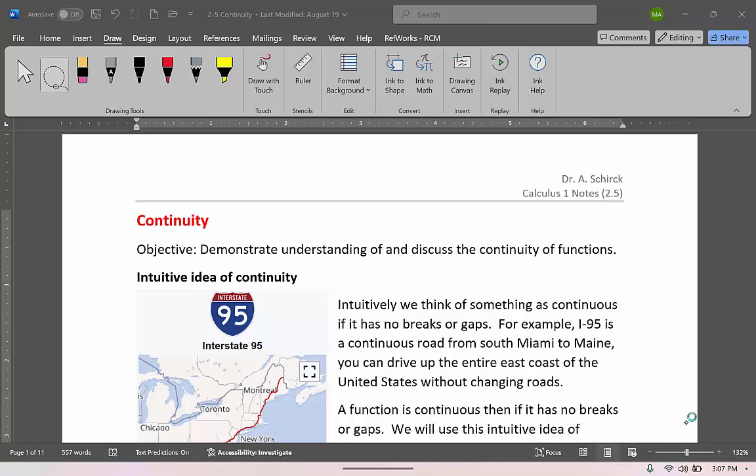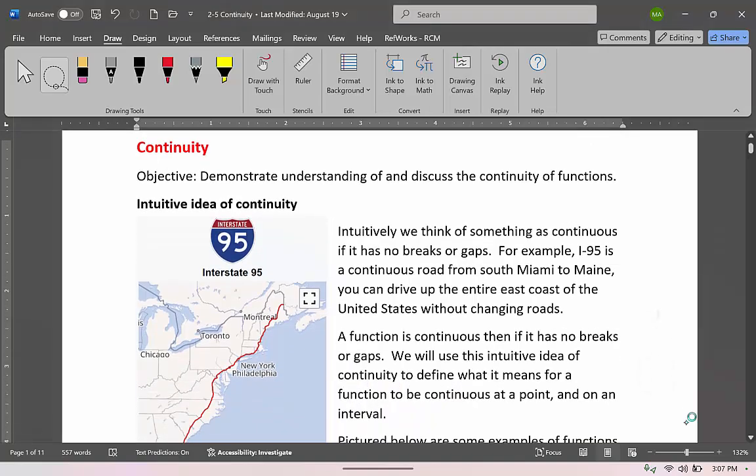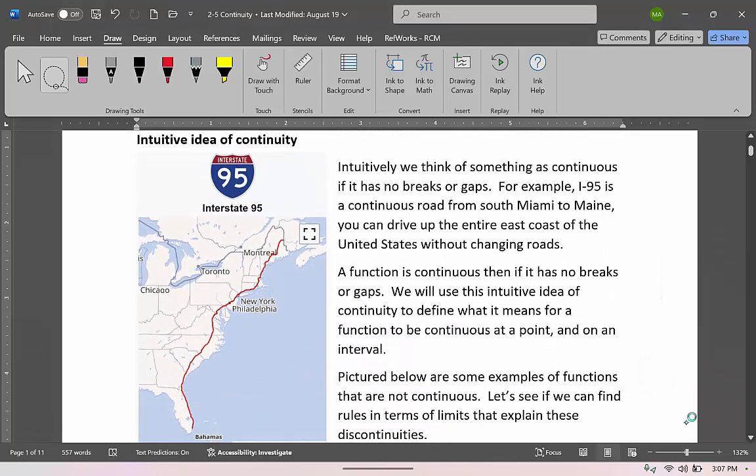Section 2.5, continuity. We are going to demonstrate an understanding of and discuss the continuity of functions. So intuitively, we think of something as continuous if it has no breaks or gaps. For example, I-95 is a continuous road from South Miami to Maine. You can drive up the entire east coast of Florida. You can drive up the entire east coast of the United States without ever changing roads.